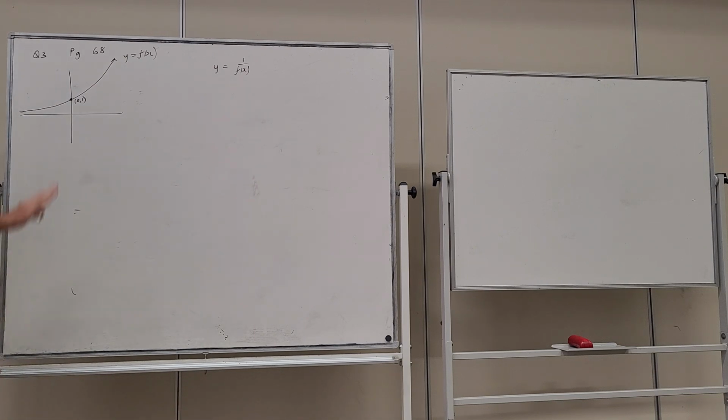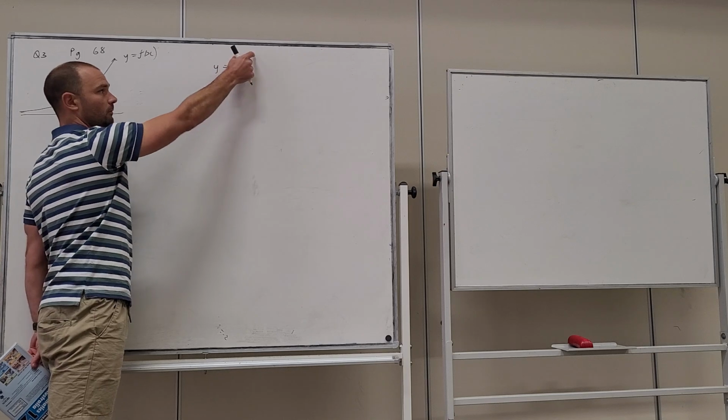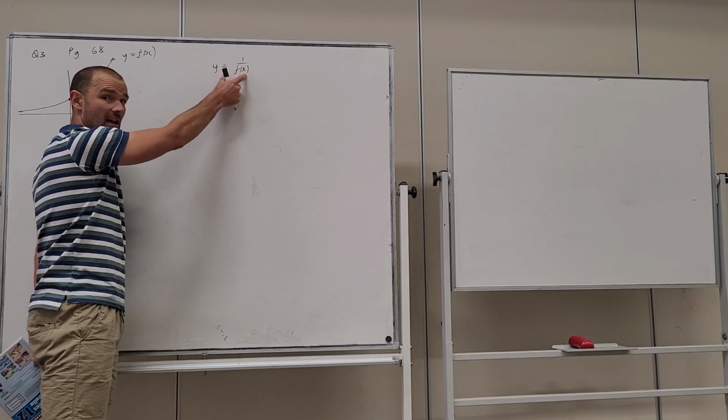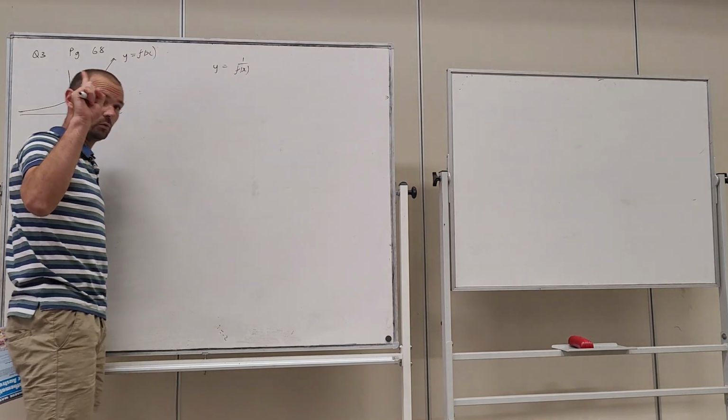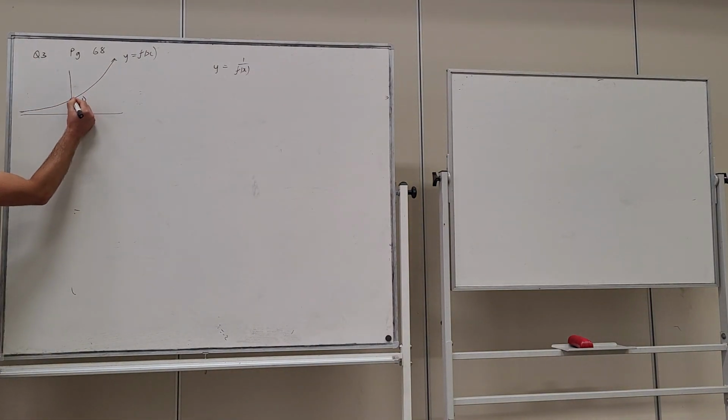Okay? So let's talk first about the part over here. Firstly, it's going to pass through this point because we know when x is 0, y is 1. So the y value is 1. That means the y value on our reciprocal function will be 1 divided by 1. The y value on our reciprocal function will also be 1. So it's passing through that point. Okay, that's the first thing.